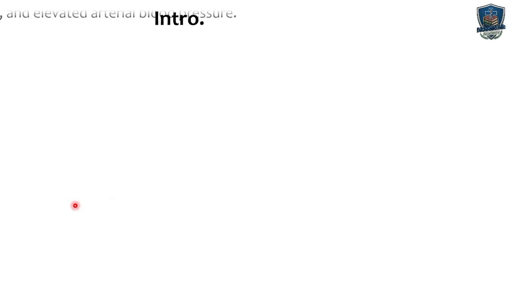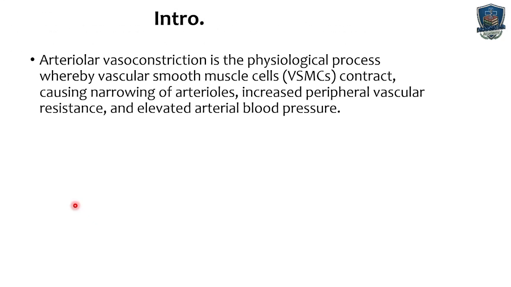Now, let us begin. Arterial vasoconstriction is the physiological process whereby vascular smooth muscles contract. I've explained this in my previous slide. If you vasoconstrict the arteries, what's going to happen? When you narrow the arteries, you're going to increase the peripheral vascular resistance, and if you increase the peripheral vascular resistance, or the systemic vascular resistance, you're going to elevate the blood pressure.